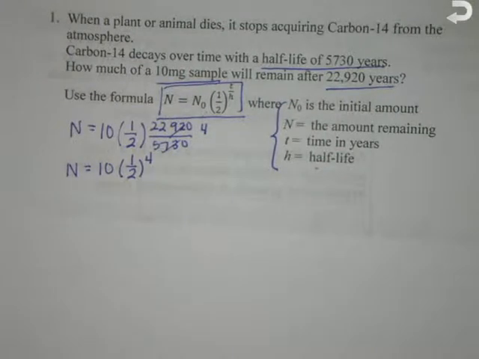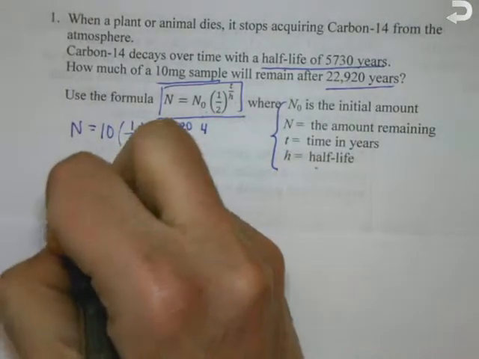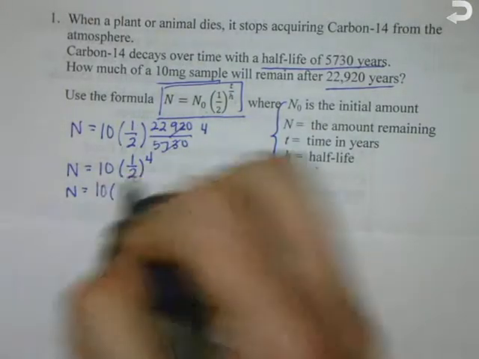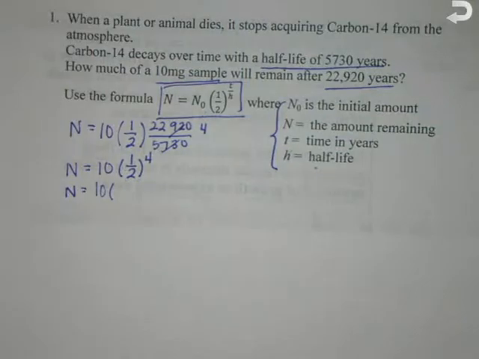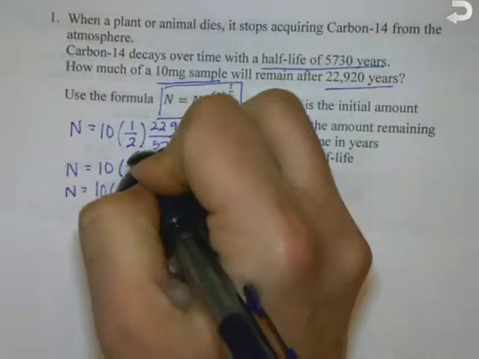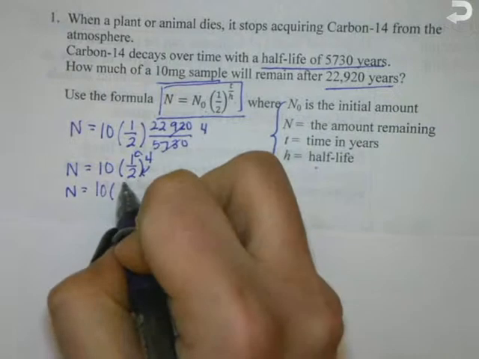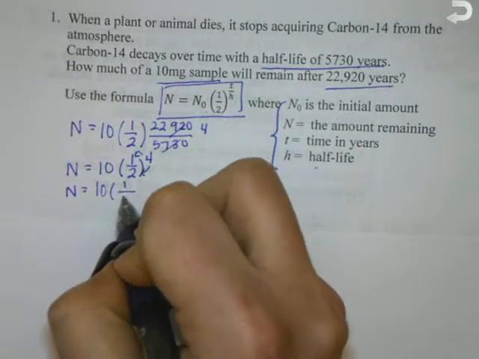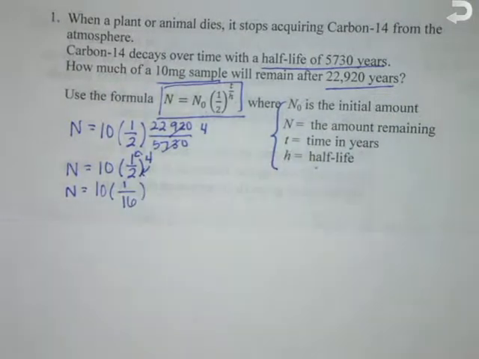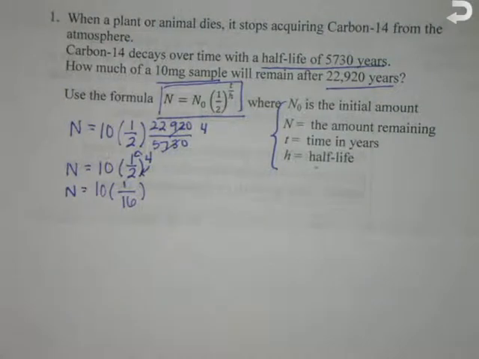Okay. So that's going to be 10 times 1/2 to the power of 4. We're going to take that exponent of 4 and distribute it on top. So 1 to the 4th gives me 1, and 2 to the 4th gives me 16. So this is going to be 10 times 1 over 16.